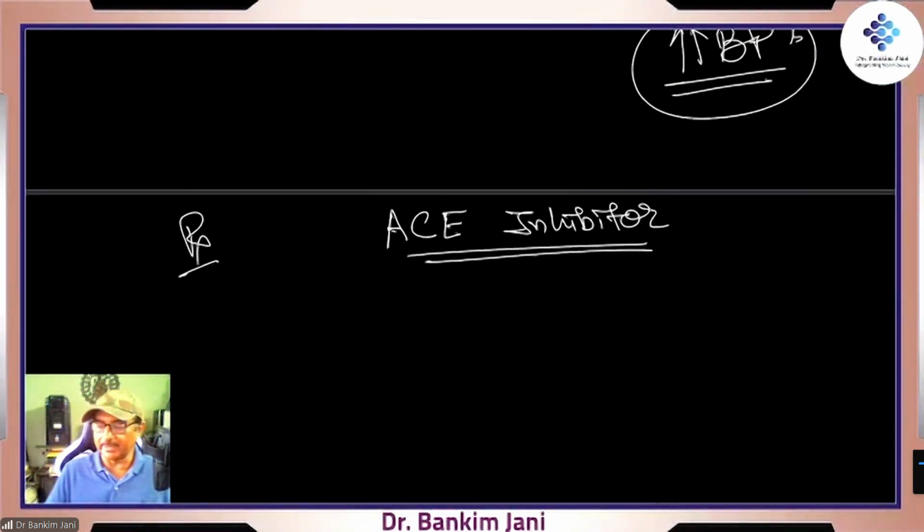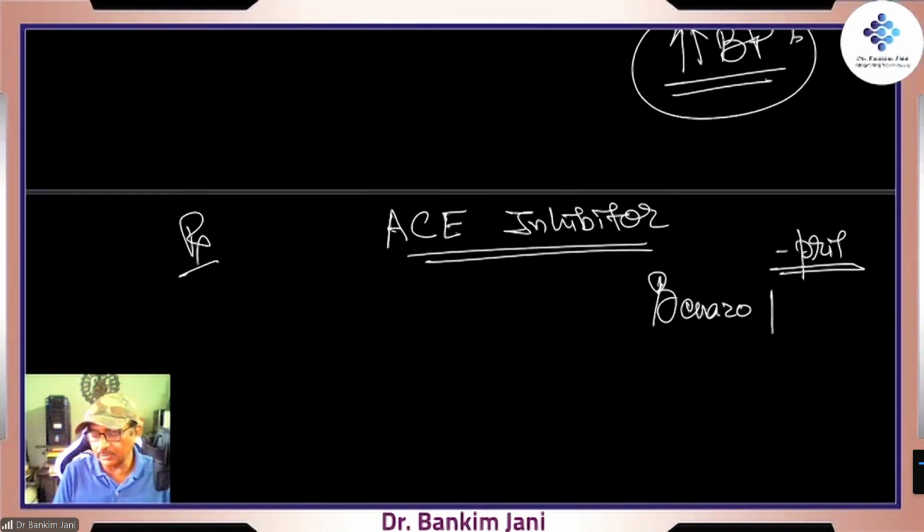So ACE inhibitors, these are the specific drugs. Very easy to remember these drugs. Their name will always end with pril. The name will always be ending with pril. The commonest drugs are, say, benazepril, or captopril.